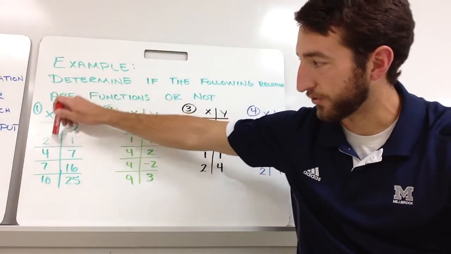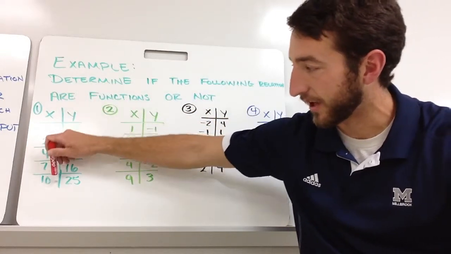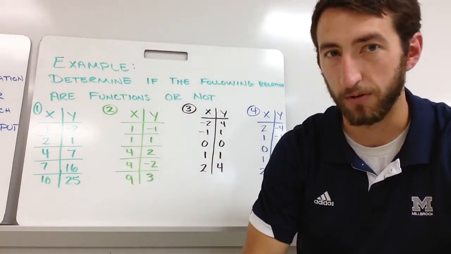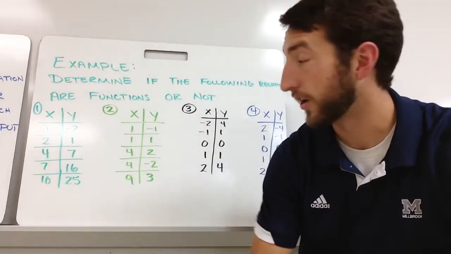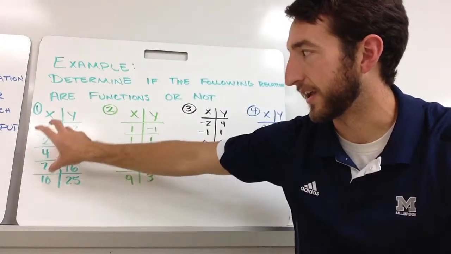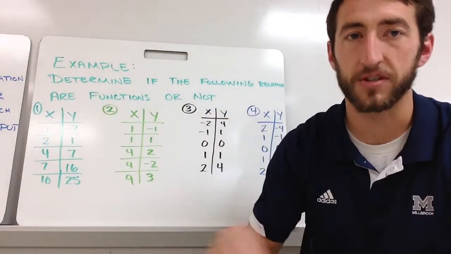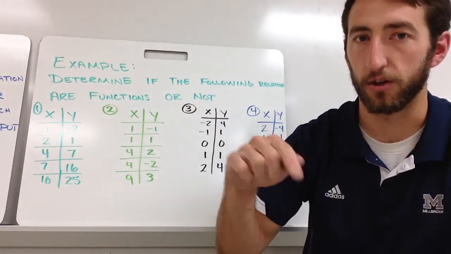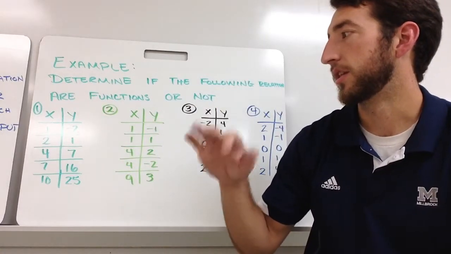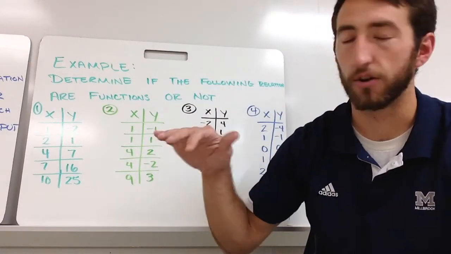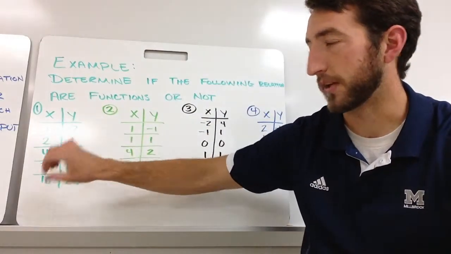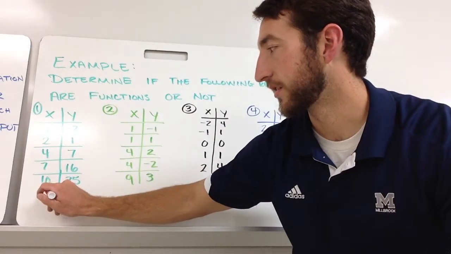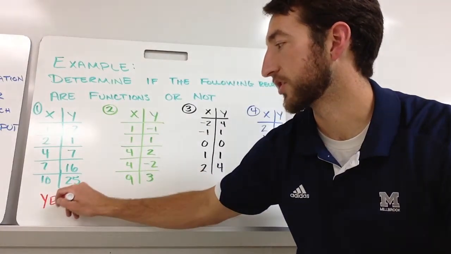So the 1 goes to the -2, 2 goes to 1, 4 goes to 7, 7 goes to 16, 10 goes to 25. If you notice, none of my input values are repeating, and that's pretty much what you have to look for. It's just if the input values are repeating. If they repeat and they go to two different numbers, then it is not a function. If your inputs don't repeat, they can go to different y values. But if your x values don't repeat, then you're good and it is a function. So yes, this one is a function.